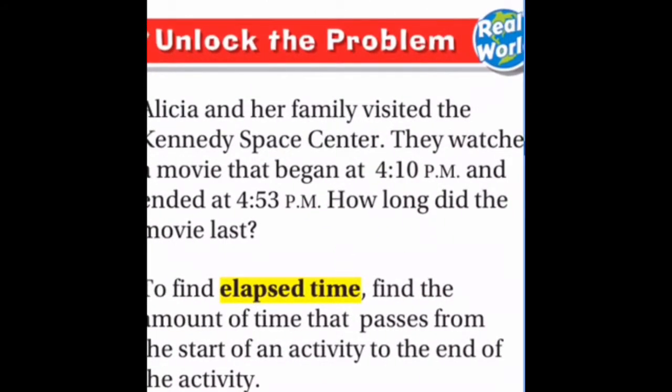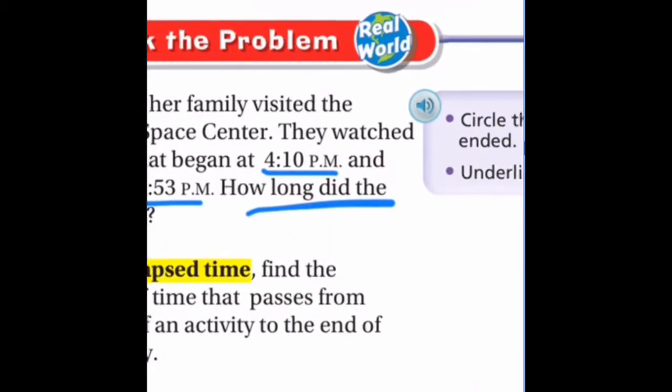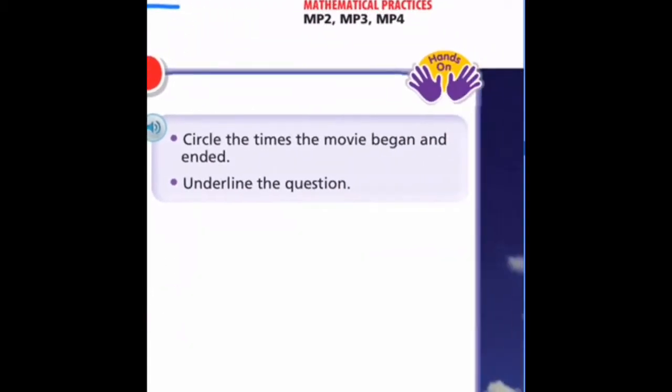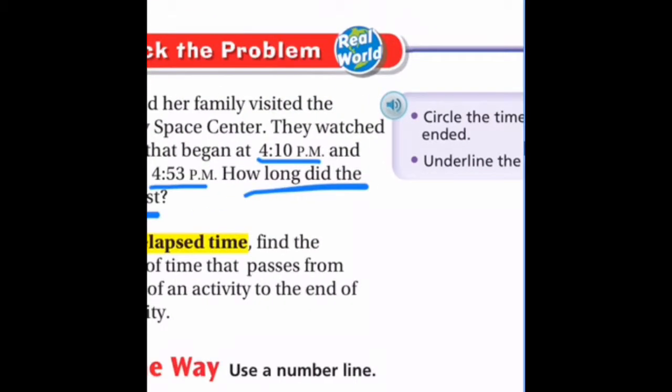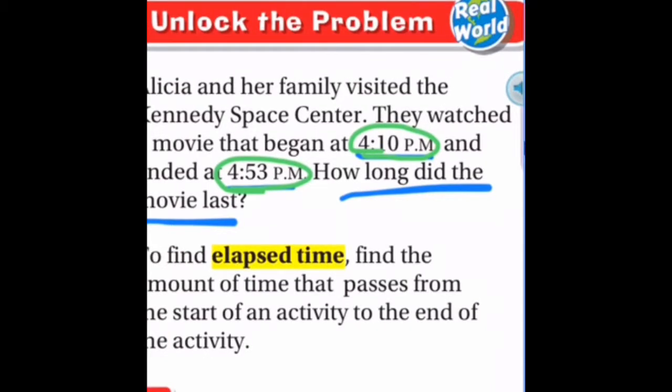Unlock the problem. Alicia and her family visited the Kennedy Space Center. They watched a movie that began at 4:10 p.m. and ended at 4:53 p.m. How long did the movie last? Okay, it says to circle the times the movie began and ended, and to underline the question as well. So I underlined the times, it wants us to circle them, 4:10, 4:53, and I underlined the question.